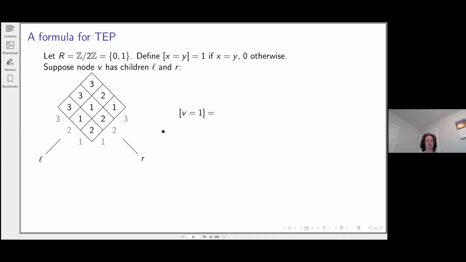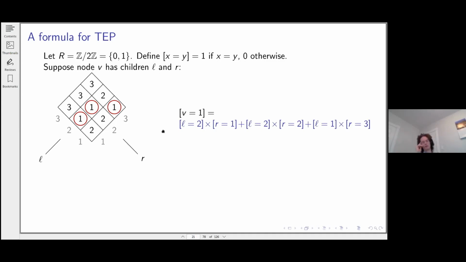So now suppose we have this table in our root node, and we're trying to come up with a formula that tells us whether the root node is equal to 1. So the indicator v equals 1, where v is the root node. To build this formula, the first step is to look at all the places where 1 appears in that table, since these are the only ways that the root node can have that value.